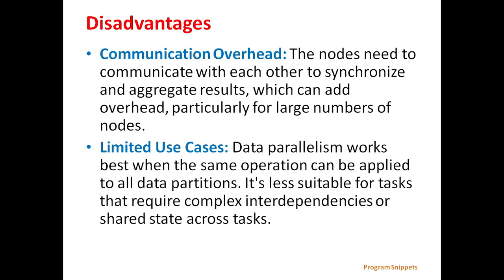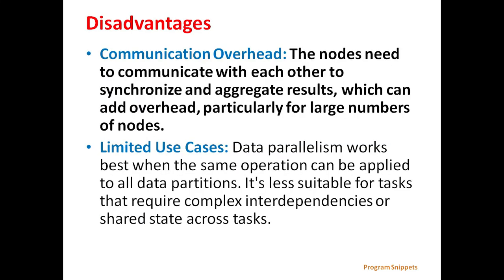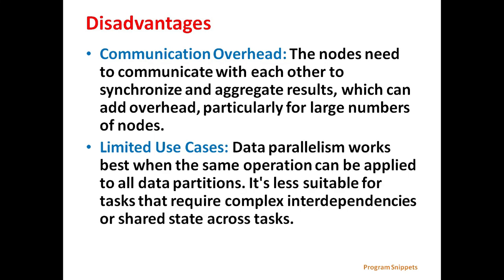Disadvantages of data parallelism are communication overhead. The nodes need to communicate with each other to synchronize and aggregate results, which can add overhead, particularly for a large number of nodes. Limited use cases. Data parallelism works best when the same operation can be applied to all data partitions. It is less suitable for tasks that require complex interdependencies or shared state across tasks.